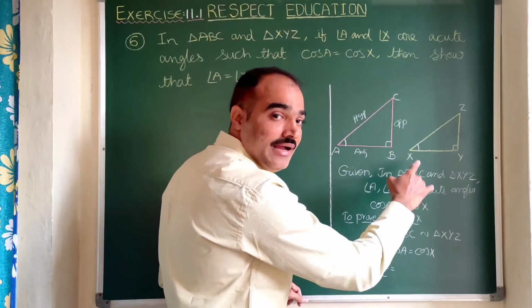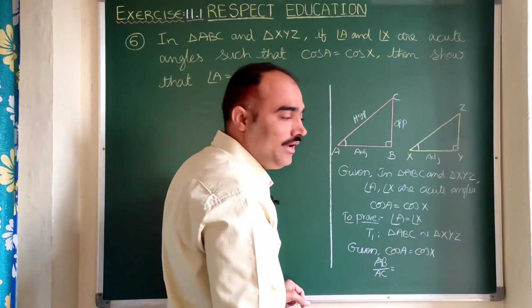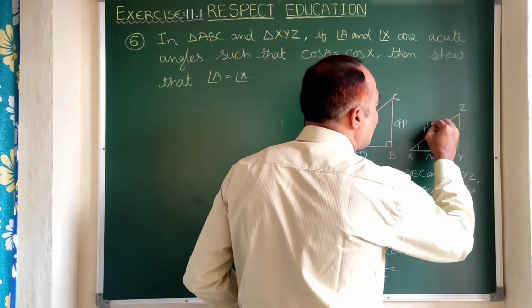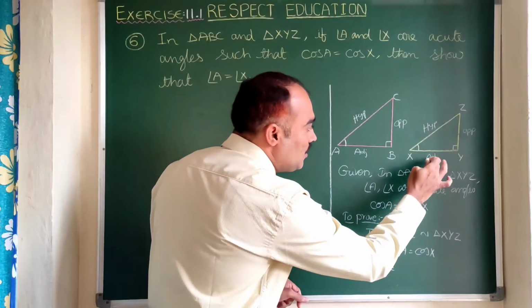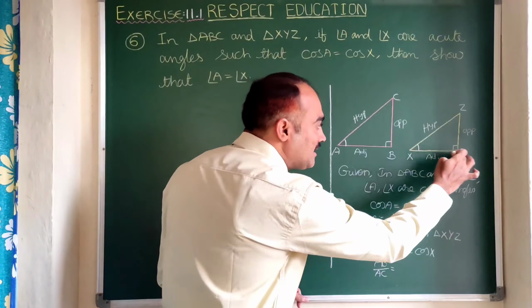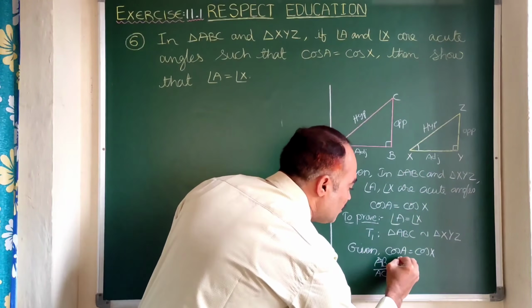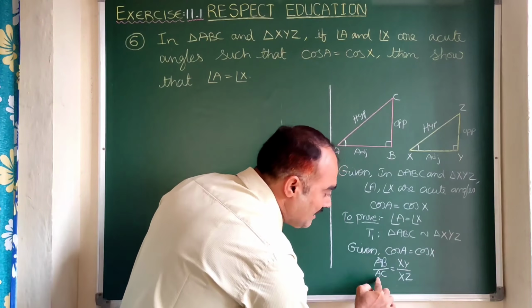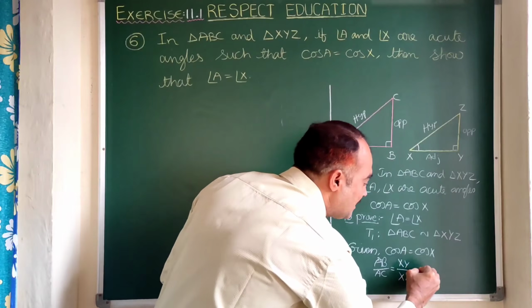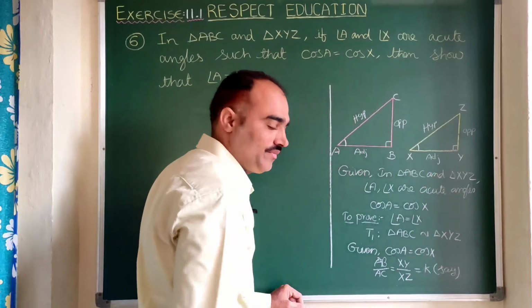What is cos X here? Adjacent side to X, adjacent side to X by hypotenuse, whereas this is opposite side. Okay, let us leave it for a while. So here adjacent side is XY by hypotenuse is XZ. So here XY by XZ. Let us take this value as some k. Say means let us assume.